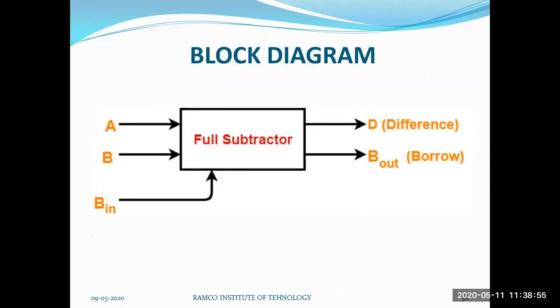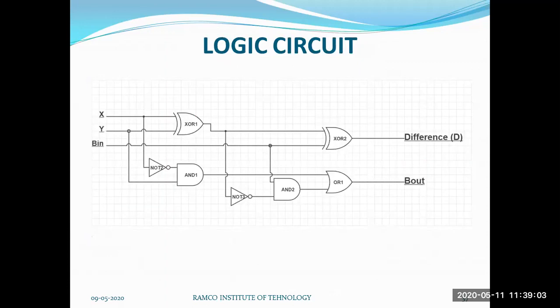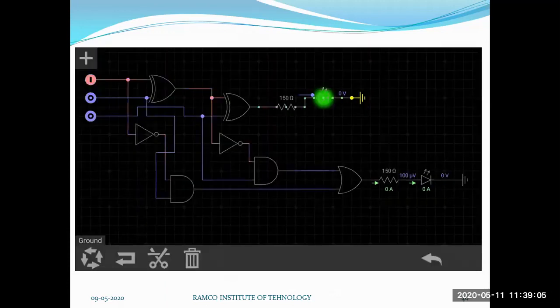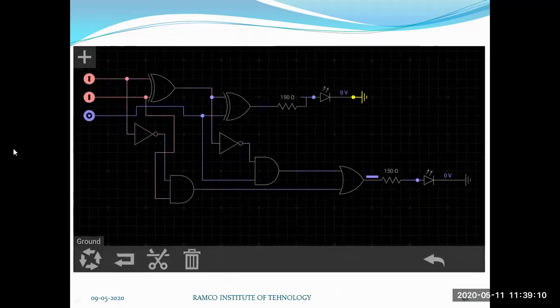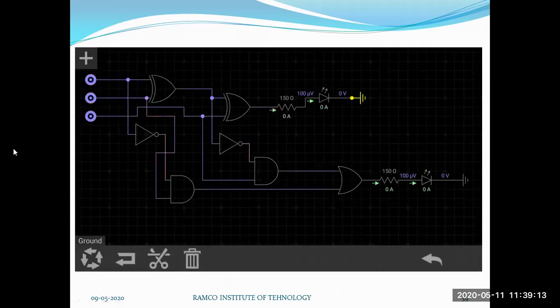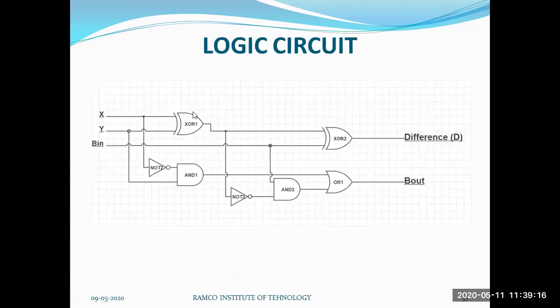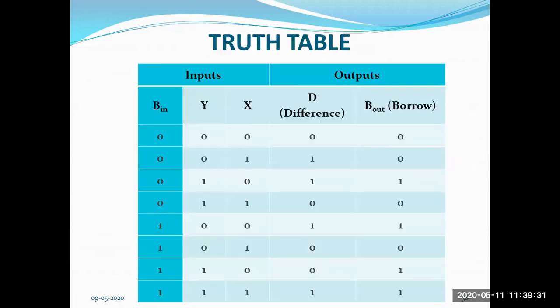You have A, B, B in, and your output is D and B out. So this is the logic circuit where you can see a full subtractor can be constructed from two half subtractors. This is half subtractor 1 and this is half subtractor 2, and you have an OR gate. So you have difference and B out. So this is the truth table of your full subtractor.